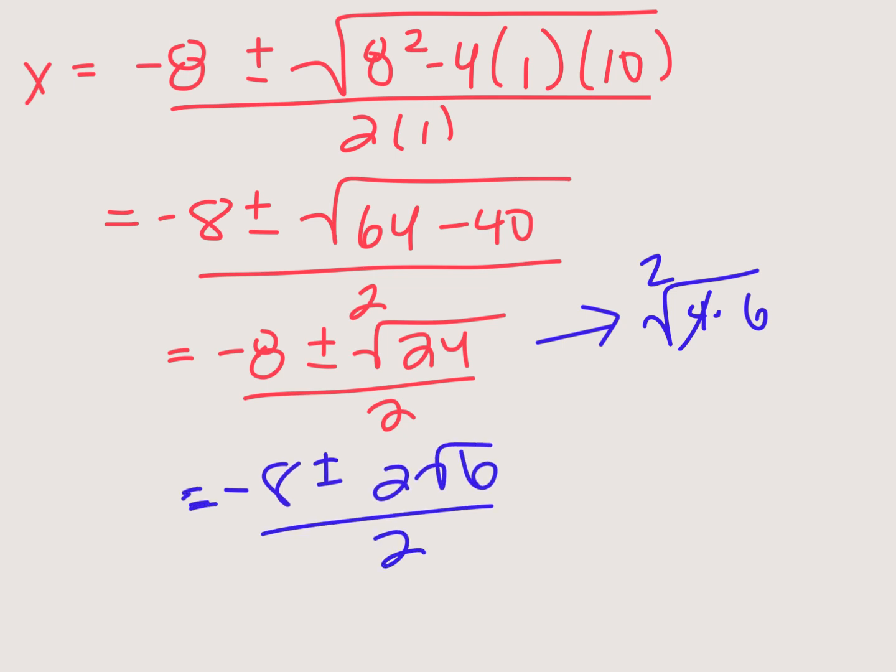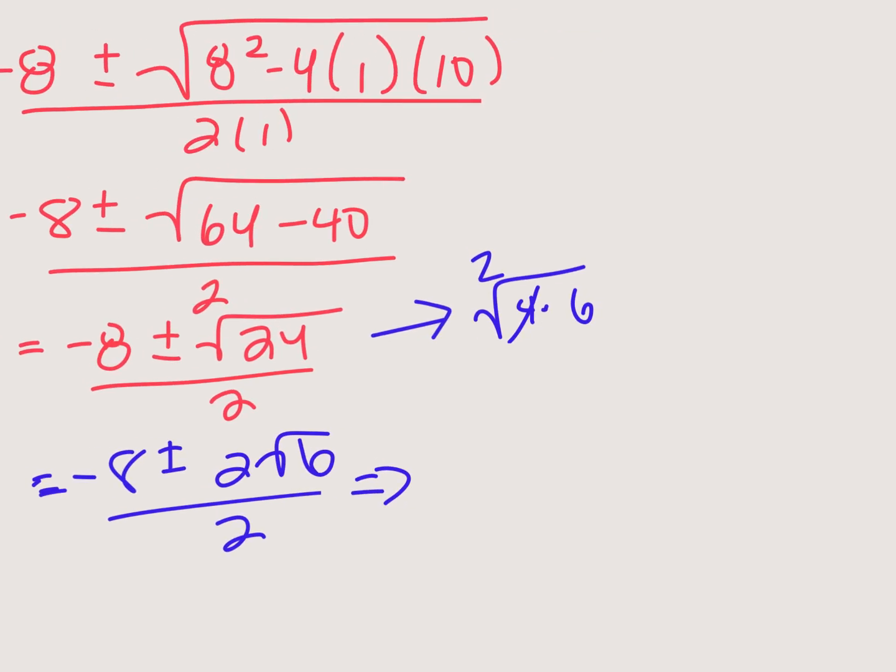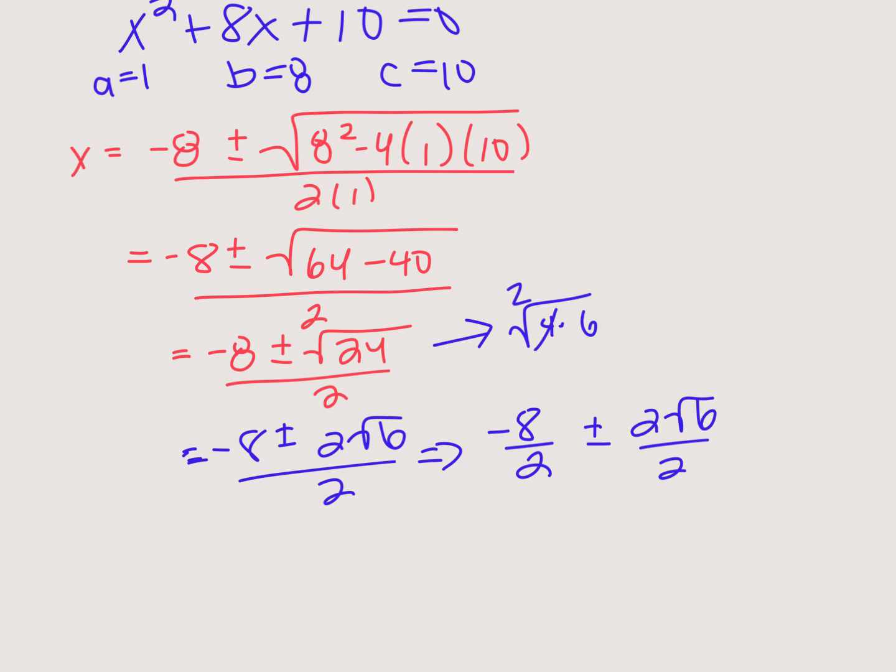And then what's the last thing I have to do here, guys? We got to simplify. Break it up. Write it as 2 separate fractions. Negative 8 over 2 plus or minus 2 square root of 6 over 2. Then you can fully see where the simplification needs to occur. What is negative 8 divided by 2? Negative 4 plus or minus what? The square root of 6. Good.